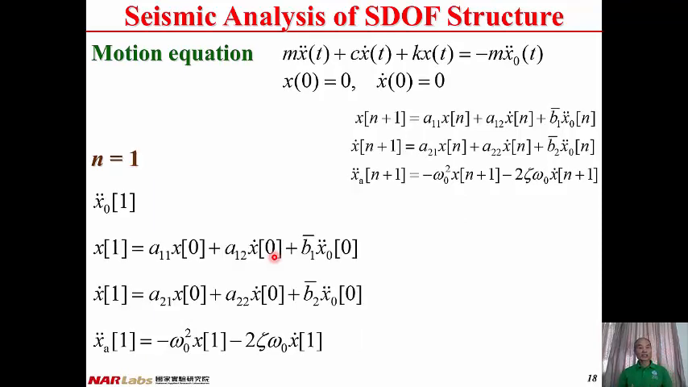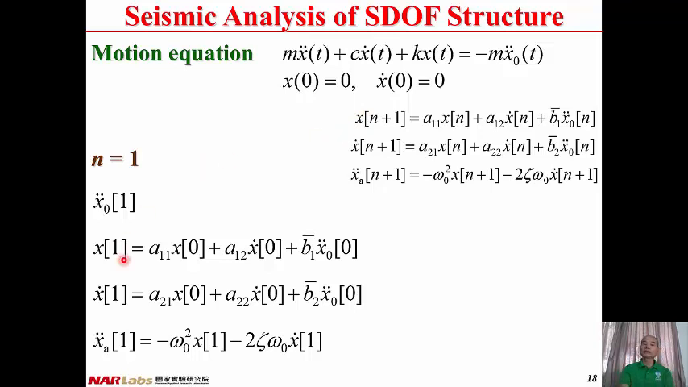Then we move to step 1, n equal to 1. When n equal to 1, the ground acceleration is already given. Therefore, we have x0 double dot at step 1. And from the first equation, it's a first order difference equation.